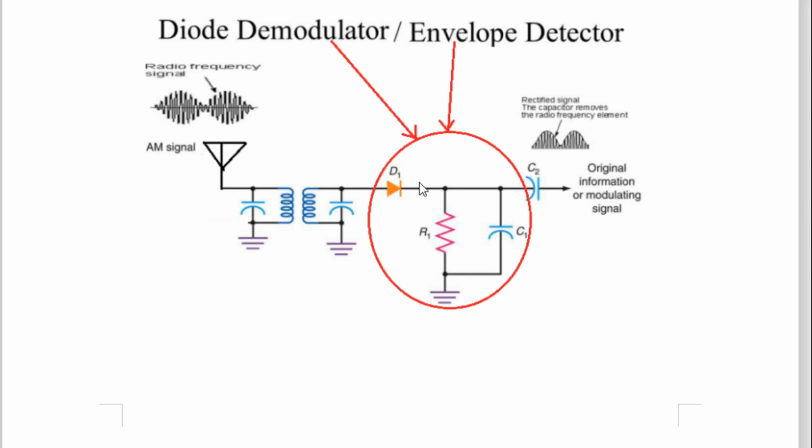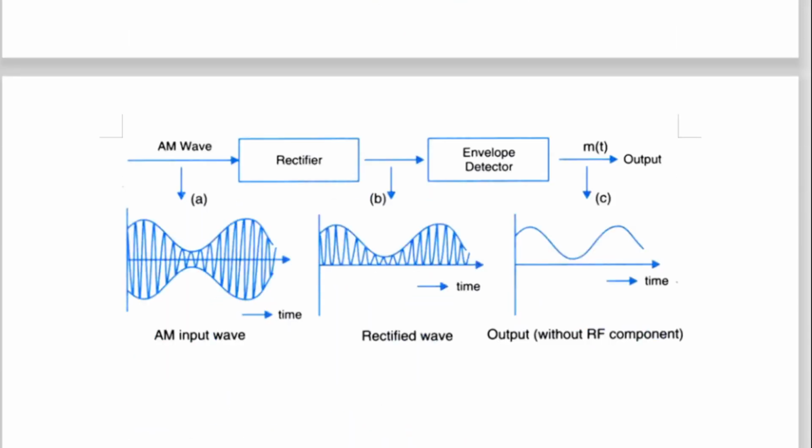So it is a half wave rectifier. Why is it a half wave rectifier? You will understand that. Then there is a resistor and a capacitor, and this combination of diode, resistor and capacitor in a half wave rectifier is called a diode demodulator or envelope detector, because our information is the edge of the outer side of the envelope. Now you will understand this clearly.